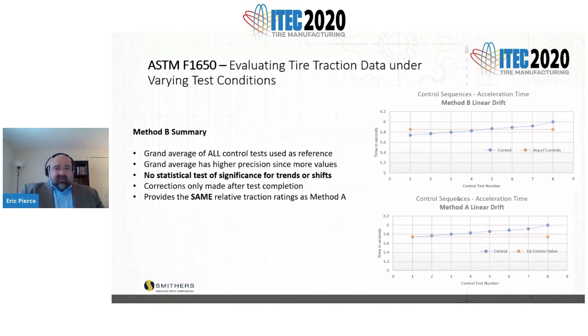Just to note that method A and method B both have the same relative traction ratings. Absolute values of the ratings are not identical, but relative comparisons are the same.